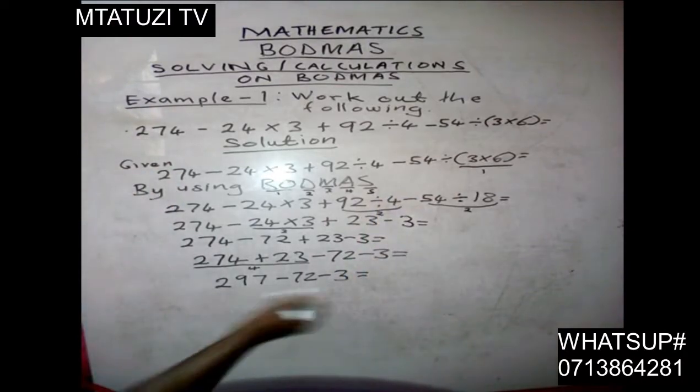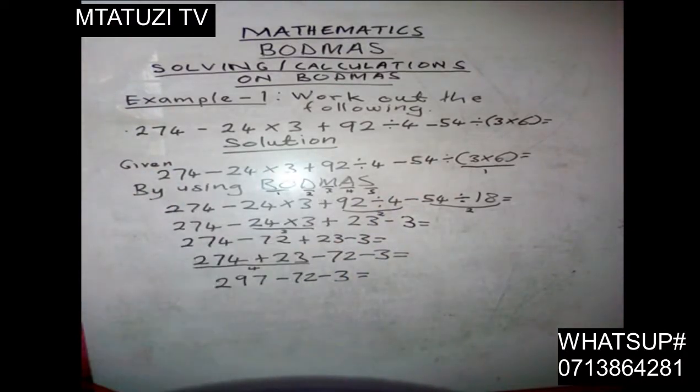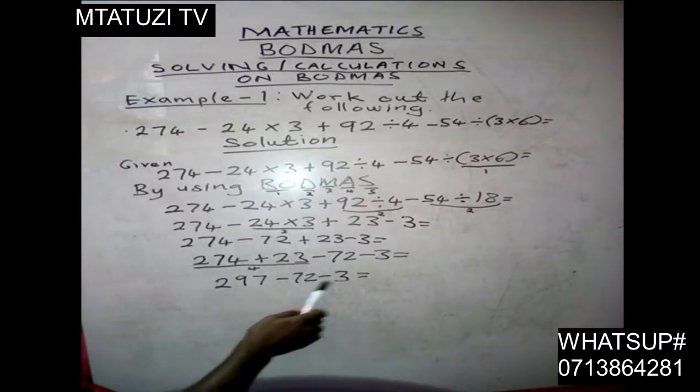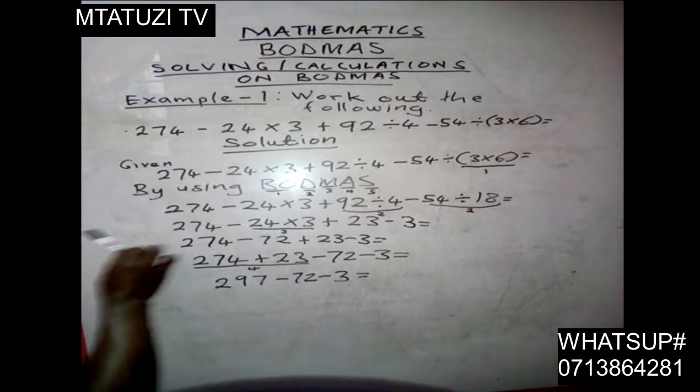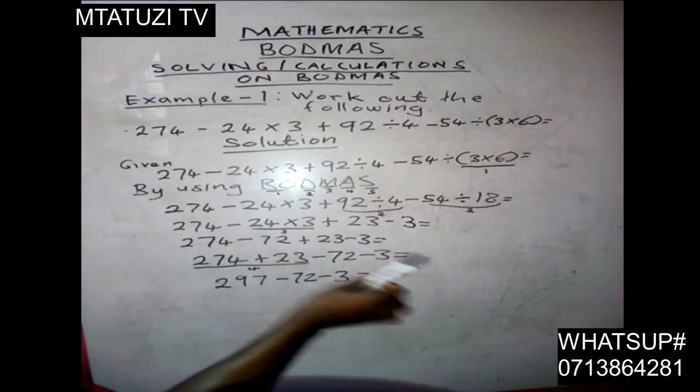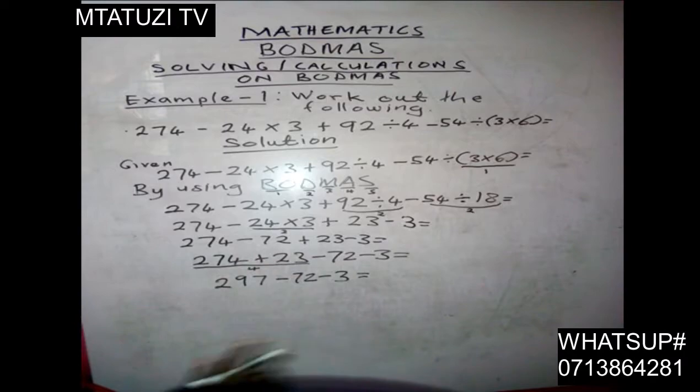In this question, since we have already finished with the other operations, we have remained with only one operation. So it's your choice. Either you take this one minus this one minus this one, or you add this one and this one, then take this one minus the sum. It's your choice, because you have already finished dealing with the other operations and remained with only one operation, and that is subtraction. So there you have to subtract.